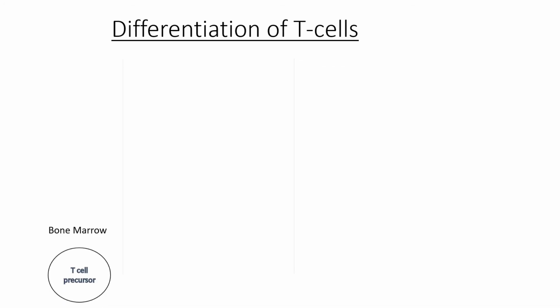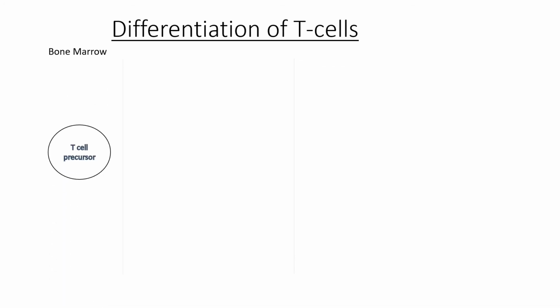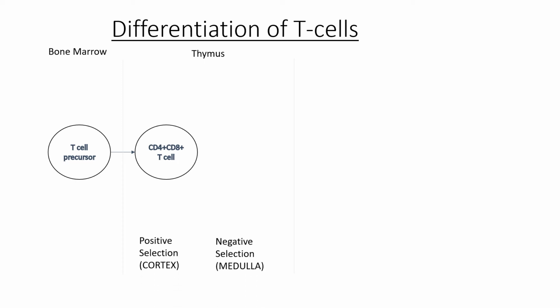As you can see in the following chart, a precursor T cell is made in the bone marrow. This T cell is not completely differentiated and has the ability to form both CD4+ and CD8+ T cells. Now, this T cell travels all the way to the thymus, where further maturation takes place. In the thymus, two types of processes take place: positive selection and negative selection. Positive selection occurs in the thymic cortex, while negative selection occurs in the thymic medulla.